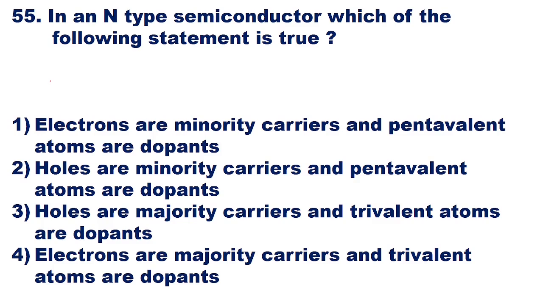Now, if you remember the formation of an N-type semiconductor, when we are initially having a pure semiconductor like silicon or germanium, and we want to convert this pure semiconductor into an N-type semiconductor, then we have to add an impurity which is pentavalent in nature. So if you add an impurity which is pentavalent in nature, then we will get an N-type semiconductor.